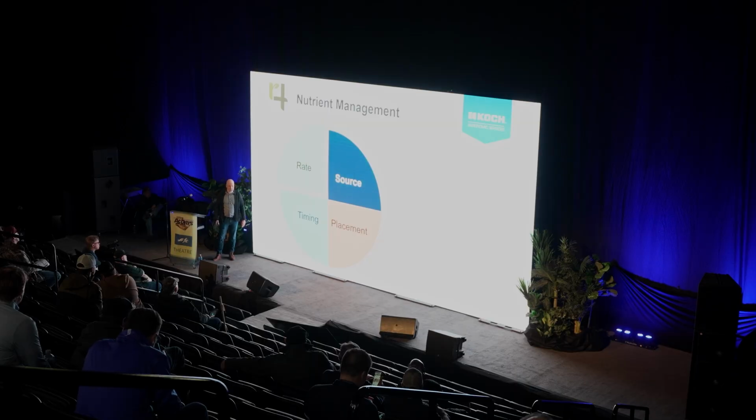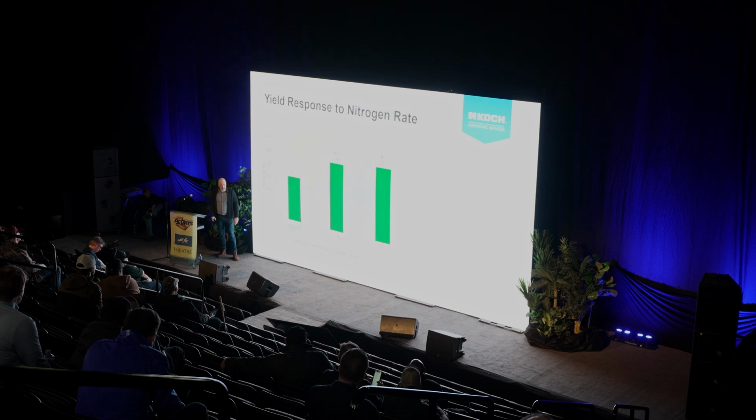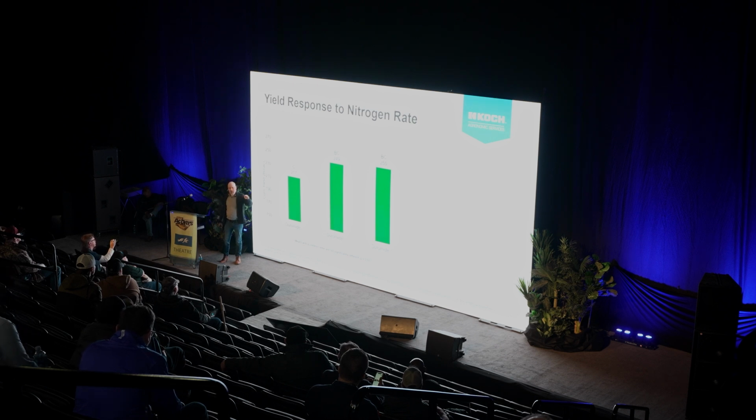So let's talk a little bit about utilizing the 4 R's, and what we can do to help reduce those losses. So number 1 is rate. Rate is the easiest but the hardest one to do. We've all seen those graphs before where we max out on the amount of nitrogen we could put down before we get an economic return on yield. And we do see that. So that is a big thing.